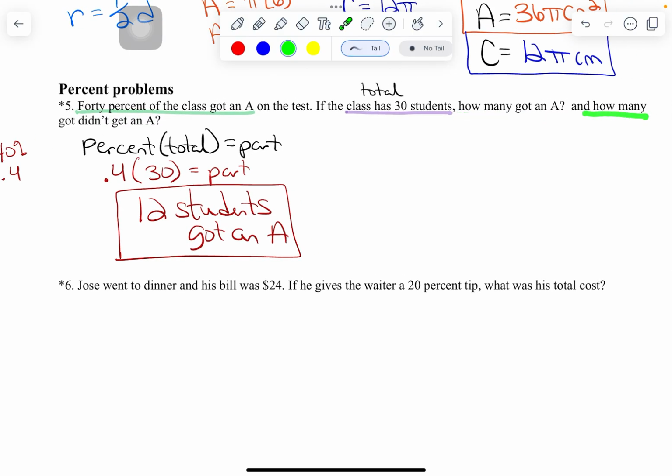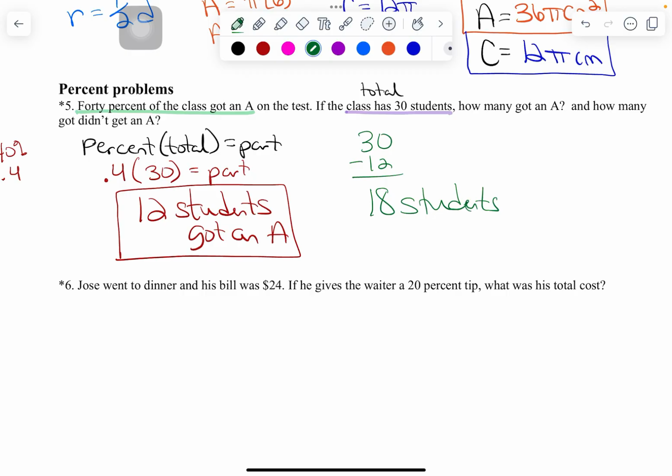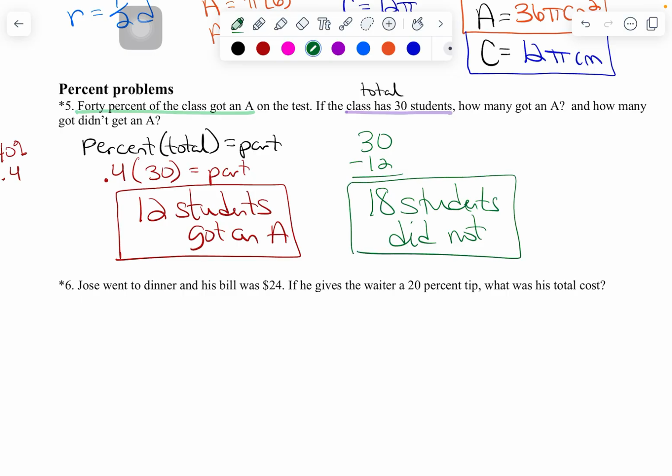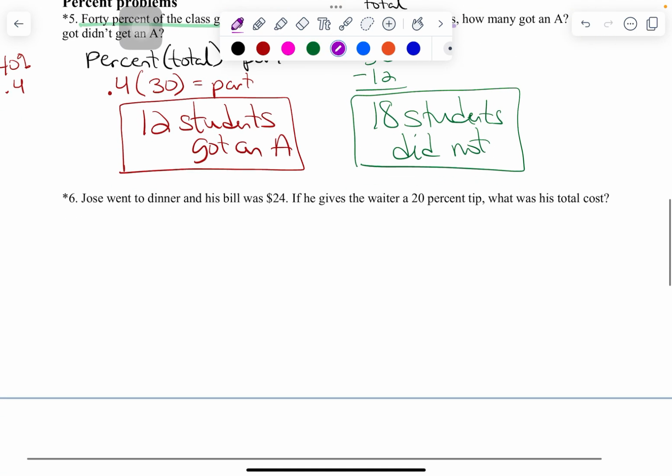And I'm also asking how many didn't get an A. Well, if you've got 30 students in your class, and 12 of them got an A, if you just simply take 30 students minus 12, you will get 18 students did not. Okay, so 12 plus 18 makes a total of 30 students in the class, and you either got an A or you didn't. Okay, so let's take a look at number 6, and then that will be the end of this little video.